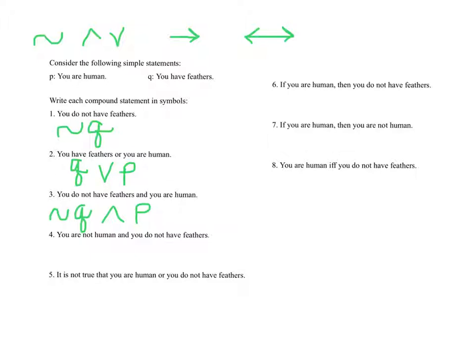So the next one says you are not human and you do not have feathers. So you are not human. P is you are human, so I'm going to say not P. Then I'm going to use and for the conjunction. You do not have feathers. So that is, you do not have feathers is not Q.